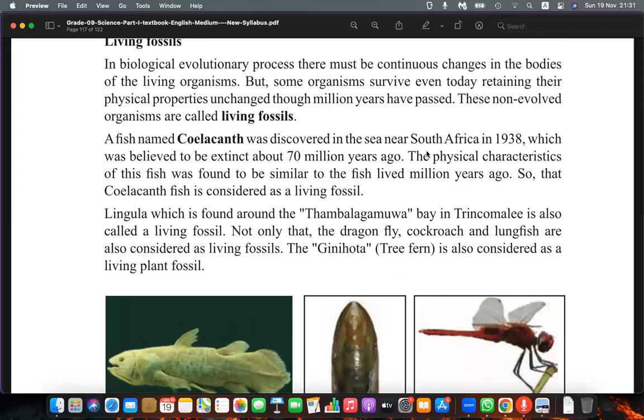Here, the coelacanth was discovered near South Africa, which was believed to be extinct for 70 million years.